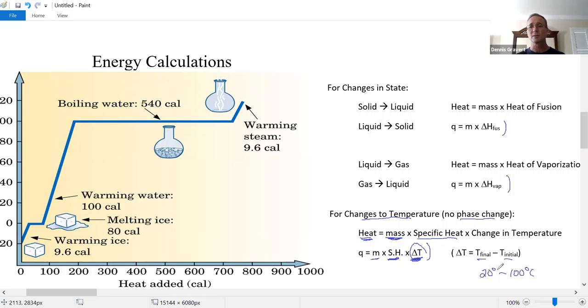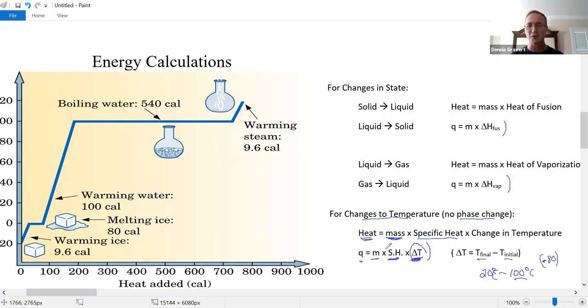So if you're trying to cool something from 100 degrees down to 20, well, 20 minus 100 is a negative 80. That's a change in temperature. And now you get a minus sign. Multiply it times specific heat, multiply it times the mass, you're going to get a negative Q, negative heat. And that makes sense. You're removing this heat. You're not adding it to the system. You're trying to lower the temperature by taking it out. And that's why you get a negative value for the amount of heat, the Q value.